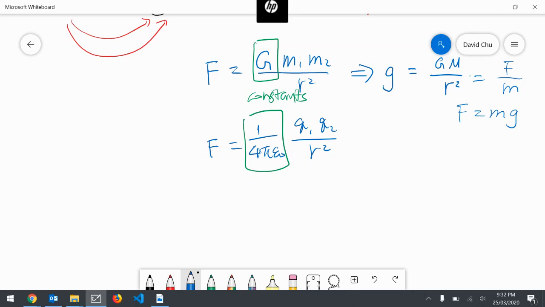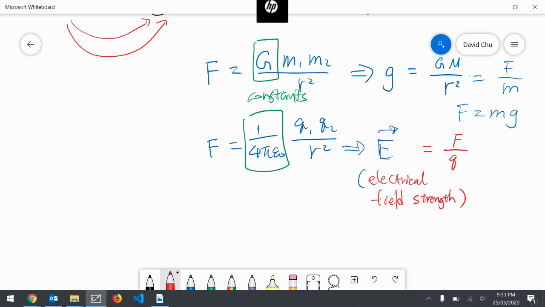Now, to express that with Coulomb's law, we have a new quantity, and this time I'll call that E. It's important to know that E is a vector, because E is what you call the electric field strength. So electric field strength is equal to your force divided by your charge.